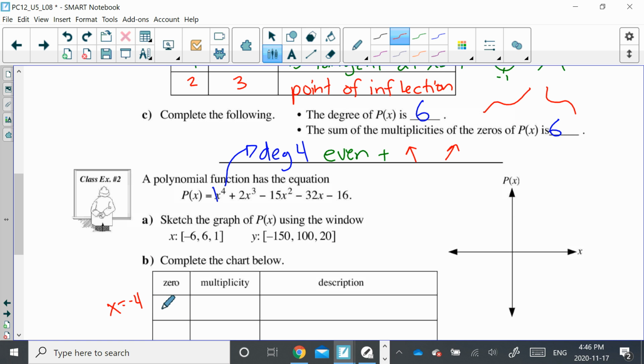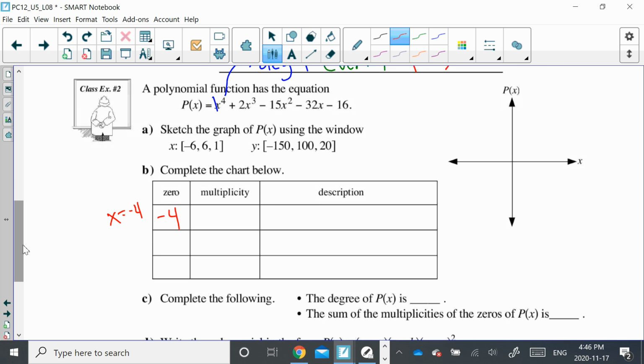That would give me a 0 at negative 4. The next x-intercept from that table was x is equal to negative 1, and that gives me a 0 at negative 1. And the last x-intercept, it said x was equal to 4 was a 0. So there's my 3 zeros at negative 4, negative 1, and 4. So let's put those zeros in.